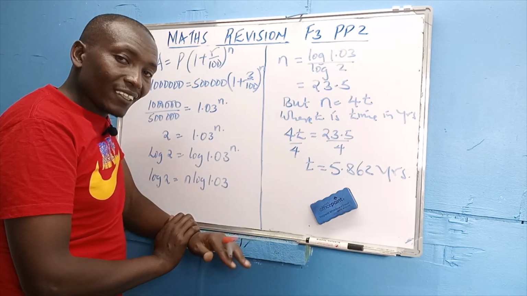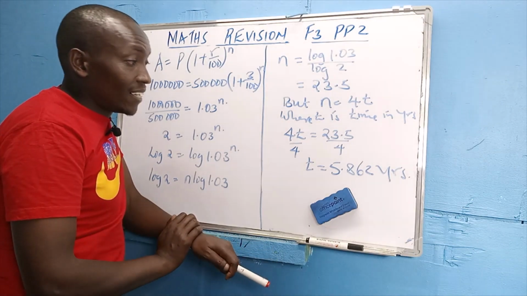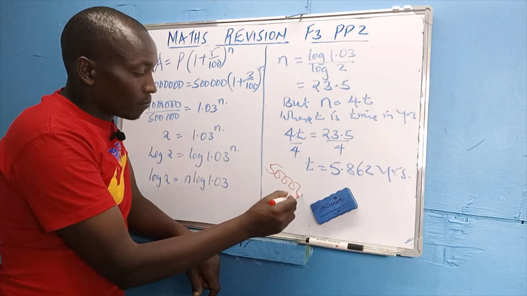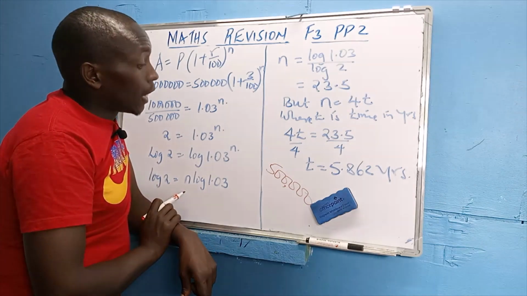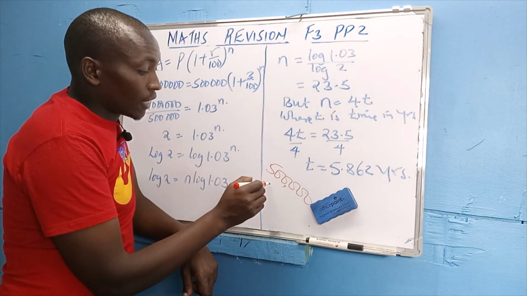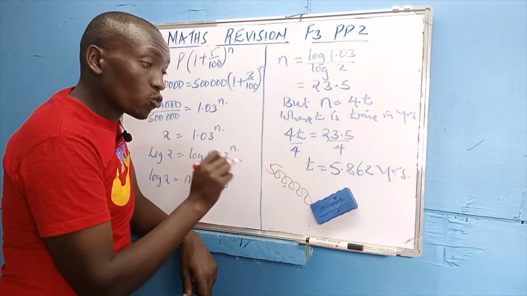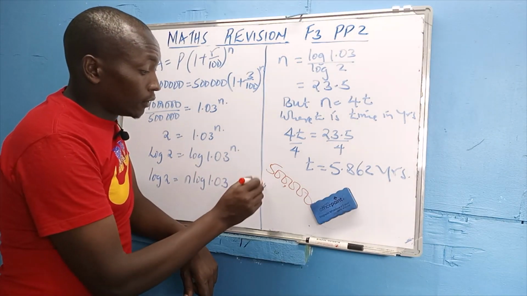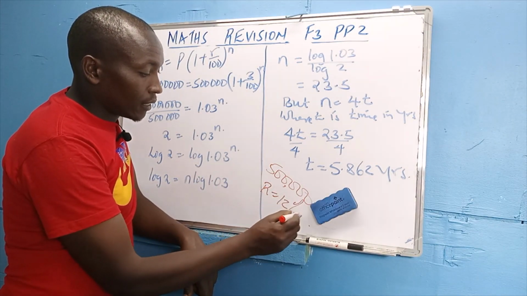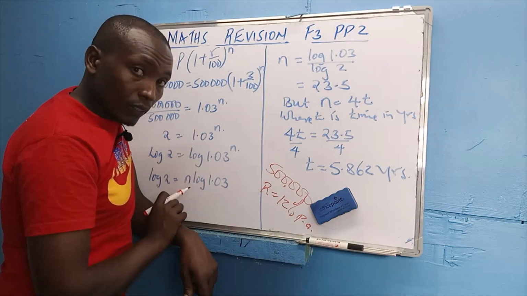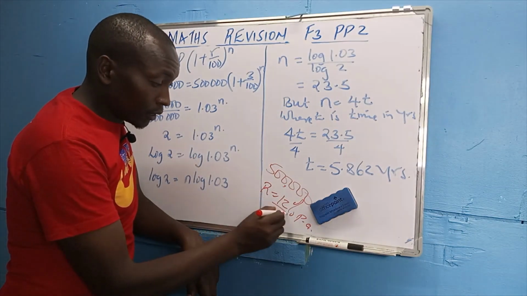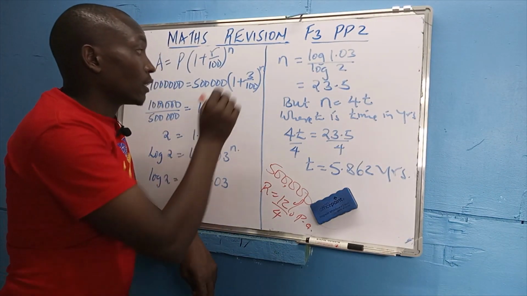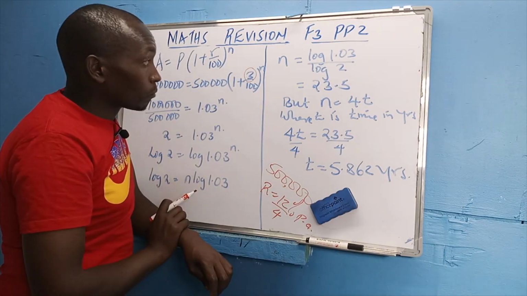Question number 4, a question on commercial arithmetic. Money, money, money. Now, you're told that there's a guy who invested $500,000 in a bank, and this money was compounded after every 3 months, that is quarterly. The rate is 12% per annum. If it is compounded quarterly, that means this should be divided by 4, because it is after every 3 months, and that's how we get the new rate there, the 3%.